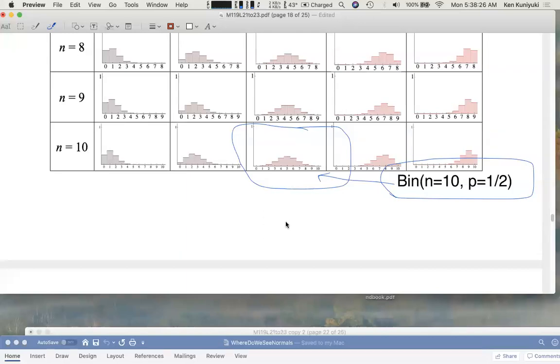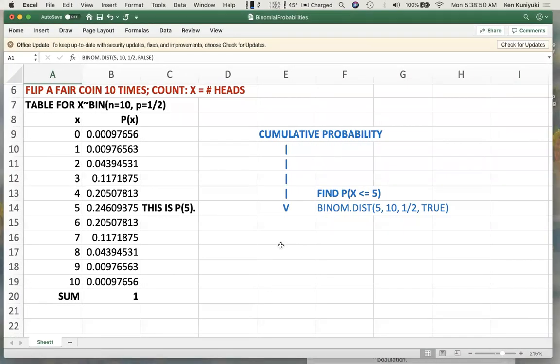The most likely number of heads is what? It's 5 heads, and that's why the bar there is highest. And notice that because we have a fair coin, p equals 1/2, we have symmetry about that middle bar. So when we do the table, we should see these properties. P of 5 should be highest, and we should see symmetry about P of 5. And lo and behold, if you use Excel, that's what we get.